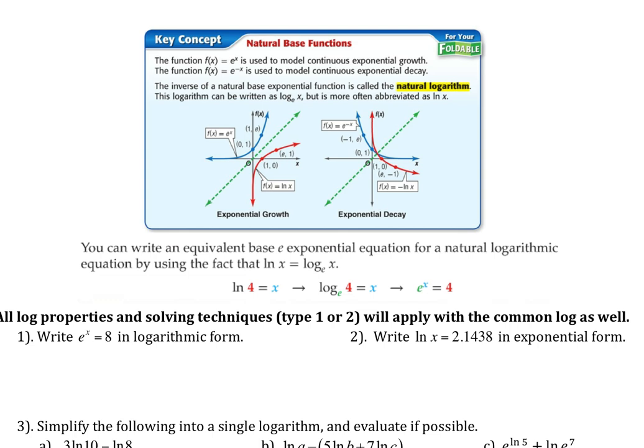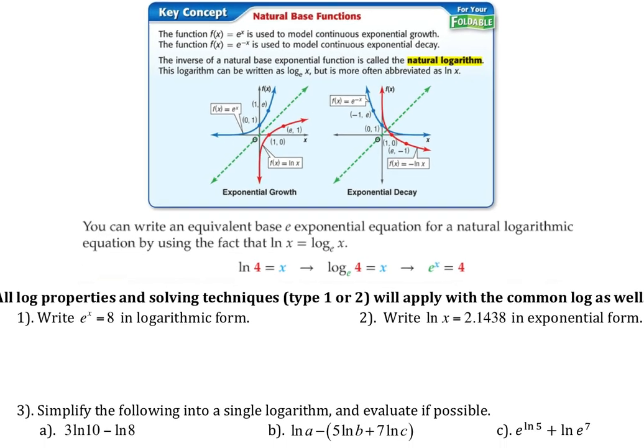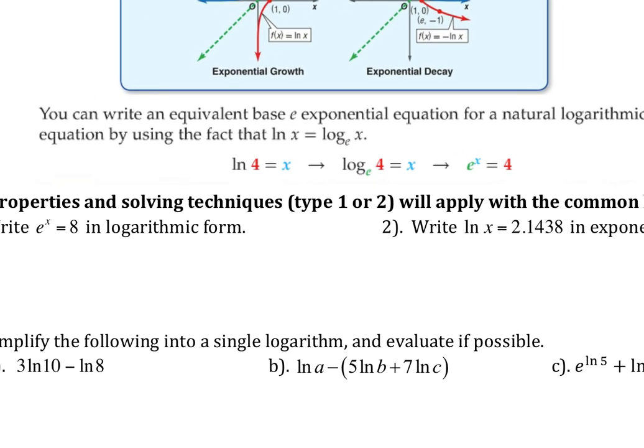Okay, this key concept box was already in our notes the first day with graphing exponential functions. Right below that is where I just want to call your attention, and that is just the practice converting between the two. So if you see ln of 4, that is just the same thing, that ln, as log base e. And then if you convert, it's base to your exponent equals your argument, which is why you see e to the x equals 4 over here.